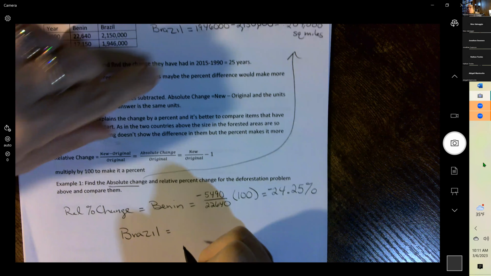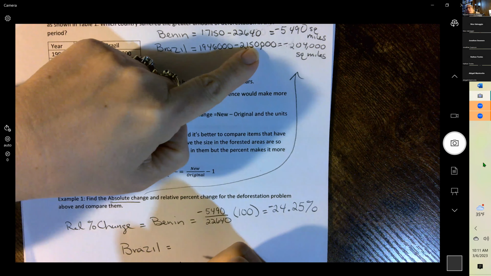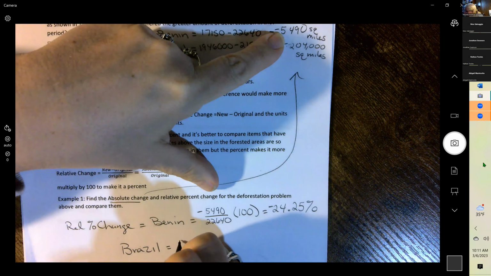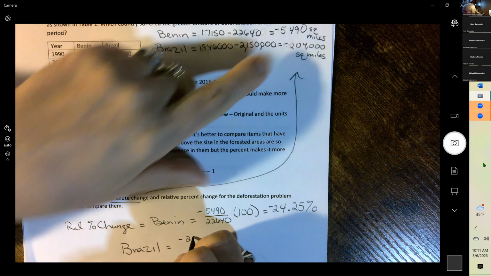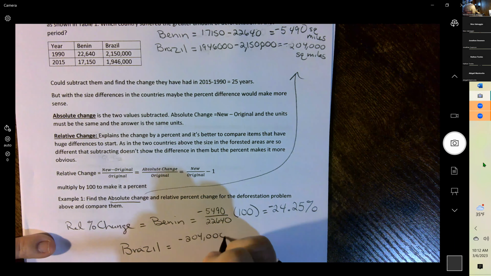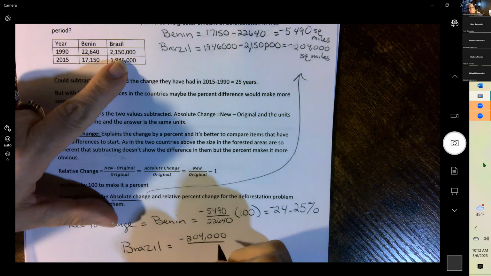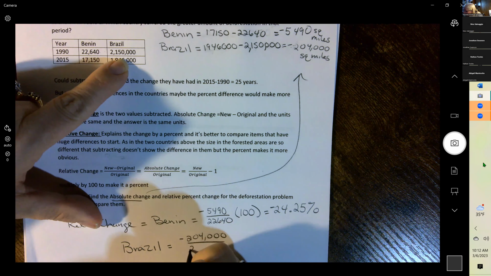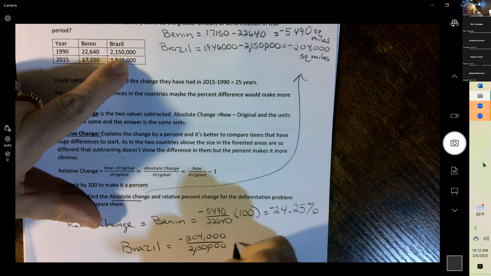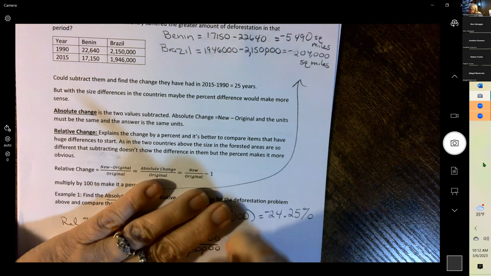Brazil, we've already subtracted. So we have a negative 204,000 divided by their original, and multiply by 100 to make it a percent.